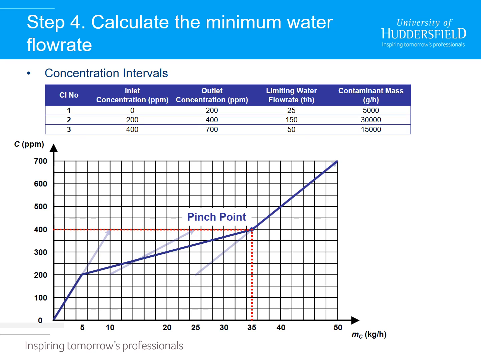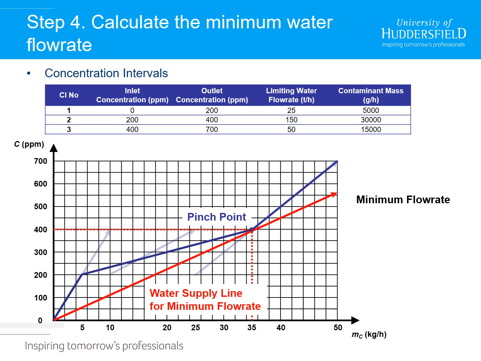The water supply line for the minimum water flow rate is a line which begins from the minimum acceptable inlet concentration of the system, in this case 0 ppm, and passes through the pinch point. The minimum water flow rate of the system can be calculated using the only equation that we've used so far, delta mc equals mw multiplied by delta c. Solving for mw, the minimum water flow rate equals the contaminant mass load at the pinch, 35,000 grams per hour, divided by the difference of concentration between the pinch point and the minimum acceptable inlet, 400 ppm minus 0 ppm in this case. So the minimum water flow rate of our system is calculated to be 87.5 tons per hour.